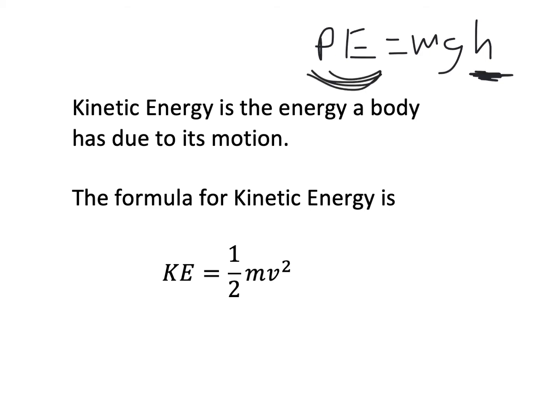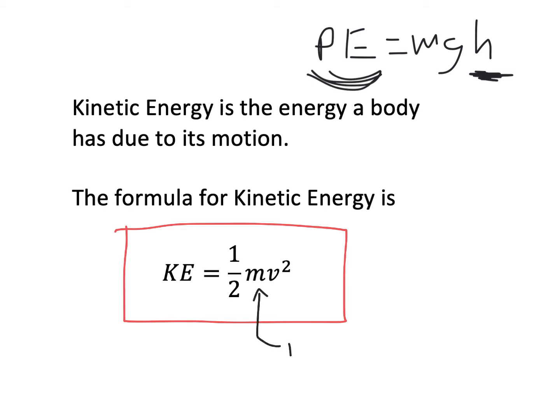Now there's another kind of energy. It's the kind of energy that a body has due to its motion, and we call that kinetic energy. So kinetic energy is the energy a body has due to its motion. And there's a formula for the kinetic energy, and we can see the formula right here. It's KE, or kinetic energy, is equal to 1/2 times the mass times the speed squared. That v stands for speed.